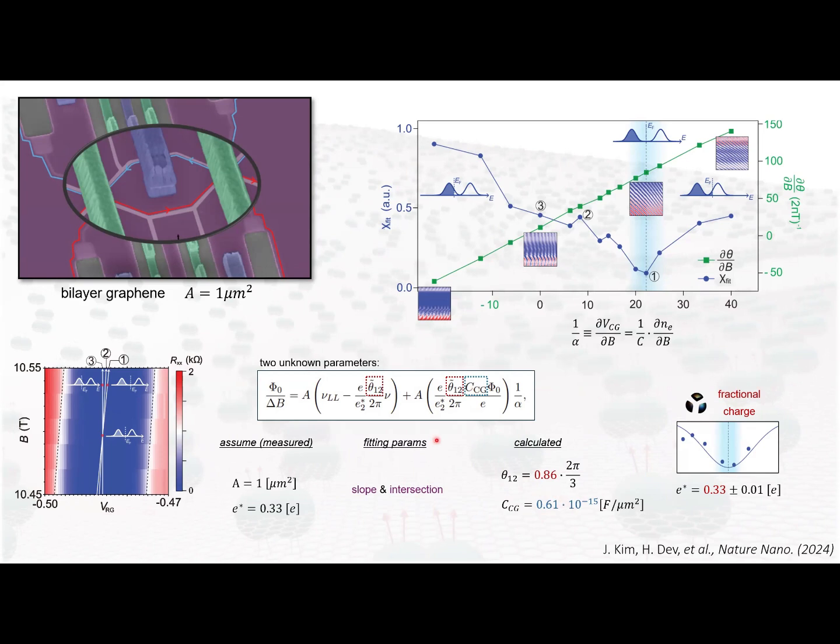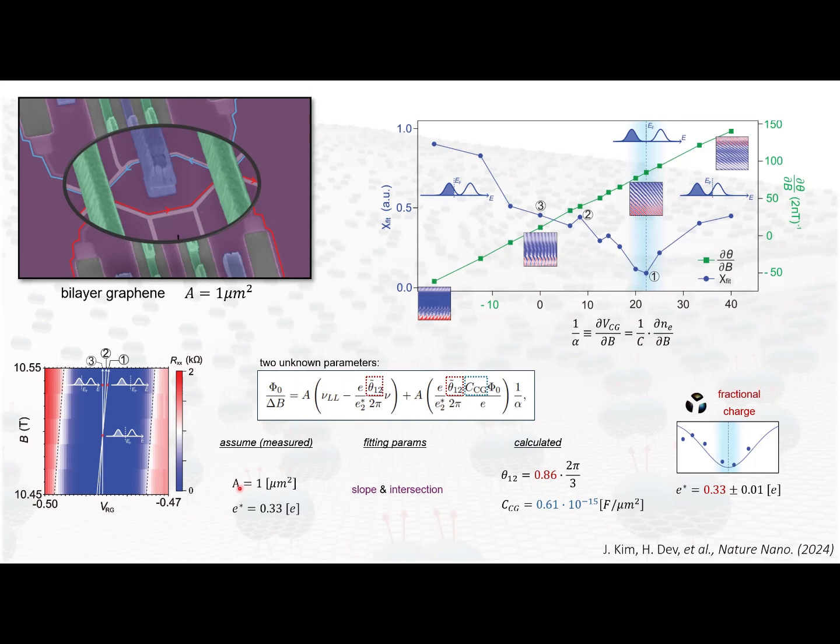Okay? So basically, this is the formula. I assume I know A and E star, and because it's basically a linear line, I have the slope and the intersection with the y-axis of this green line, and I have two unknown parameters. I calculate theta 1, 2, and the capacitance. So I don't assume the capacitance. I see. So what if we assume the area A as another fitting parameter, then do you have a more precise value?